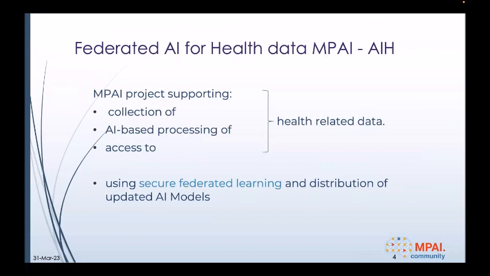So I wanted to mention that we're looking at what you call federated artificial intelligence for health data, which is our MPI-AIH project. It supports the collection of health data, also the AI-based processing, and also supports very disciplined and controlled access to this. These functionalities are supported by what you call our secure platform, and those characteristics are also defined taking into account legal concerns such as the European GDPR. And again, we use what you call secure federated learning, and we also securely distribute updated AI models.